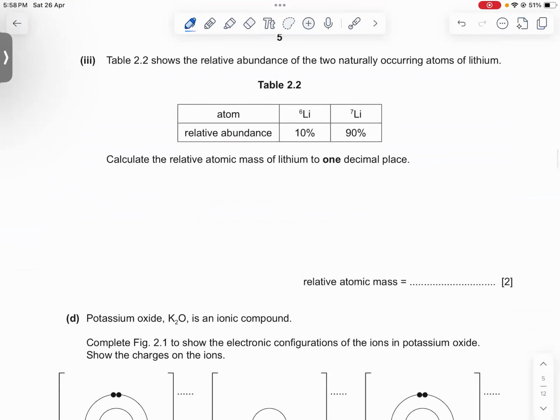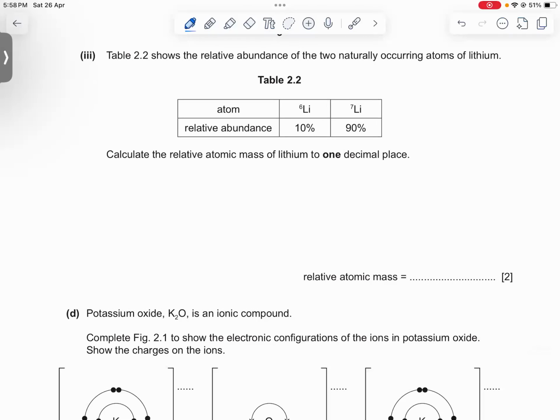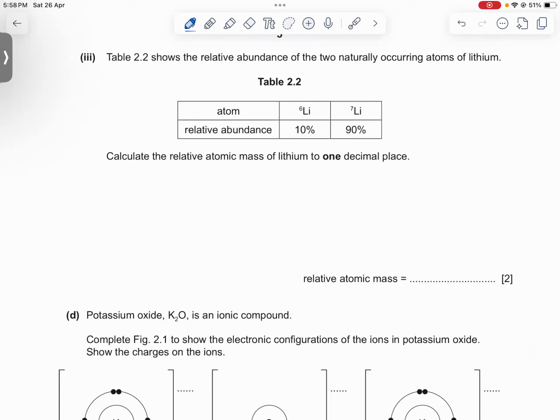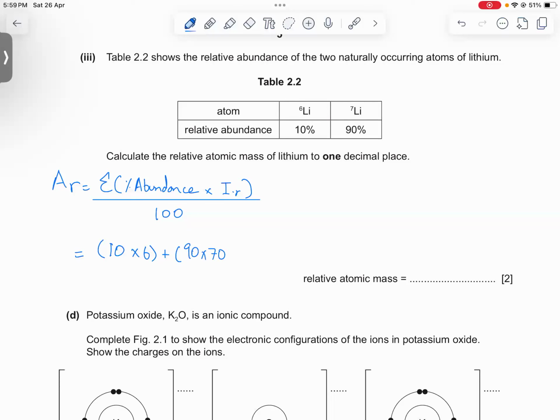All right. Next question. Table 2.2 shows the relative abundance. Calculate the relative atomic mass to one decimal place. The question is very simple. The formula is the summation of percentage abundance multiplied by relative isotopic mass, divided by 100. So we do one bracket of abundance 10% multiplied by 6 plus 90% multiplied by 7, divided by 100. And the answer we get, we just write it as the relative atomic mass.